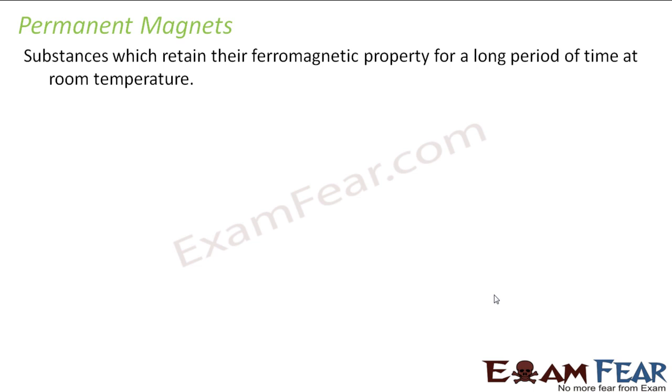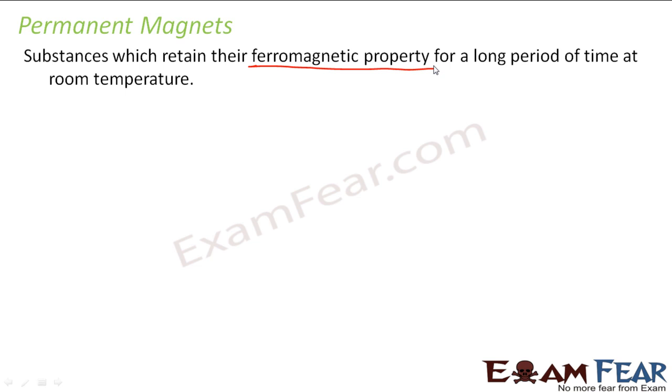Now we will quickly discuss two small topics. They are nothing but applications. The first one is permanent magnets. What are permanent magnets? Substances which retain their ferromagnetic property for a long period of time at room temperature. What is the basic ferromagnetic property? Strongly magnetized. So substances which stay strongly magnetized for a long period of time at room temperature are called permanent magnets.